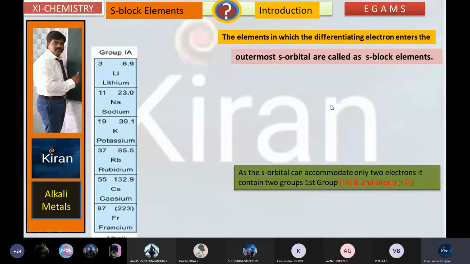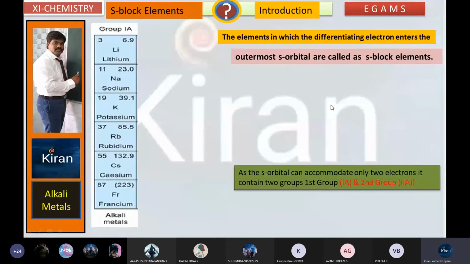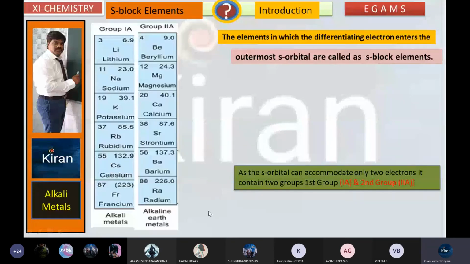In the long form periodic table, first A group elements belong to the s block, which are lithium, sodium, potassium, rubidium, cesium, and francium. The s orbital capacity is 2 electrons, hence 2 groups belong to the s block. The second group is beryllium, magnesium, calcium, strontium, barium, and radium. The first A group's other name is alkali metals, and the second A group's other name is alkaline earth metals.